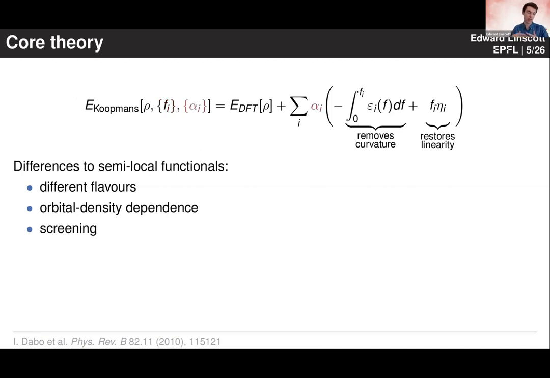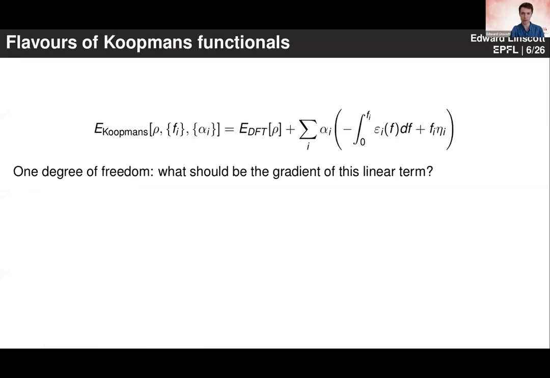And finally, and this is the one ingredient that I haven't explained in this equation, we've got these alpha parameters, which are called screening parameters. These account for the effects of screening in a post hoc way. It's one of the most expensive steps in a Koopmans calculation, working out an appropriate value for these screening parameters. So for a large part of the remainder of my talk, I'm going to work through these three different points. Firstly, the different flavors of Koopmans functionals.